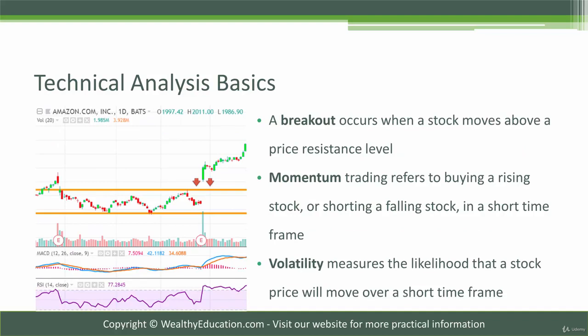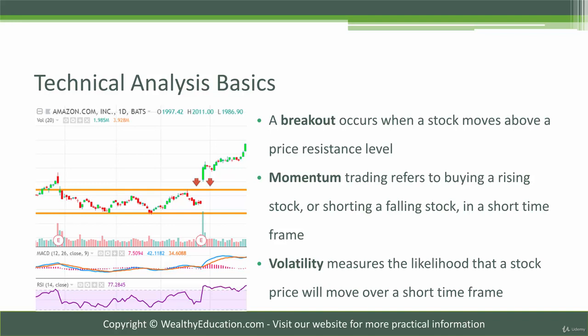A breakout occurs when a stock moves above a price resistance level, which we'll talk about later in the course, and it usually happens on heavy volume. So a breakout, if a stock is trading between $8 and $10, say for several months, and then the stock moves above $10 to trade at $10.25 and then $10.50, that's a breakout.